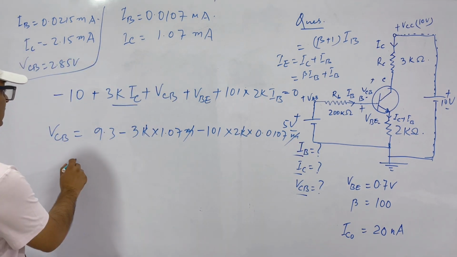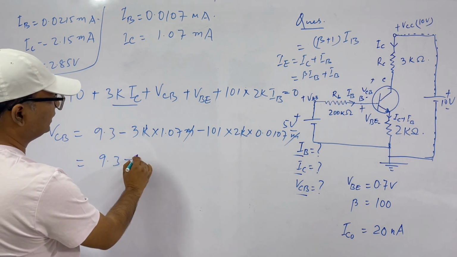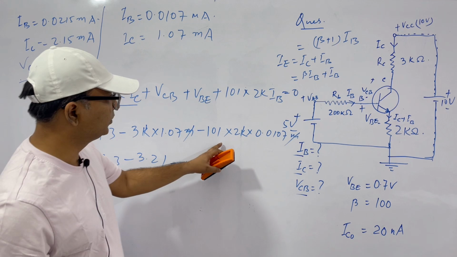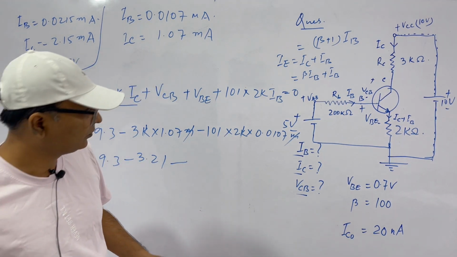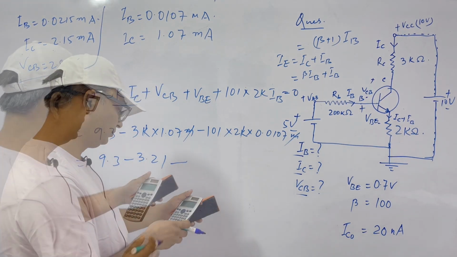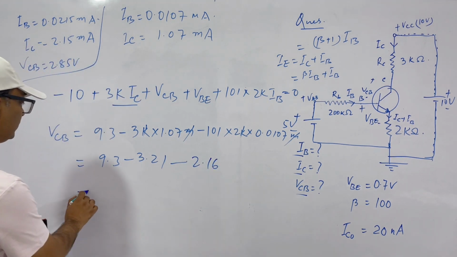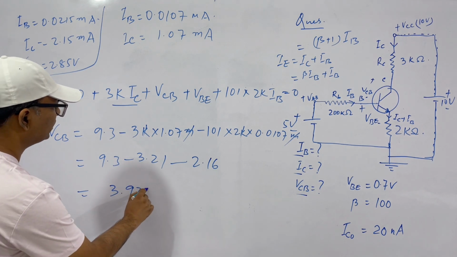Let's multiply this. This is 9.3 minus 1.07 into 3, that is 3.21, minus this value, 101 into 2 into this value. Let's do it. This is 2.16. Therefore, what we get? We get 3.93 volts.